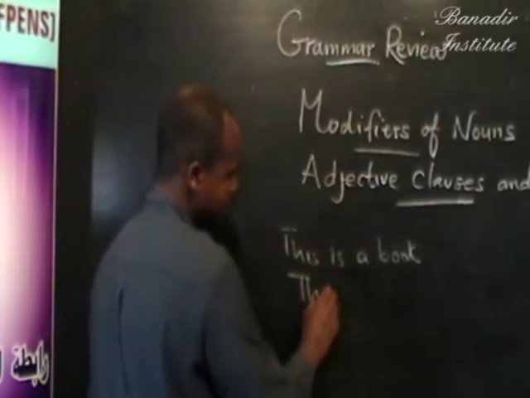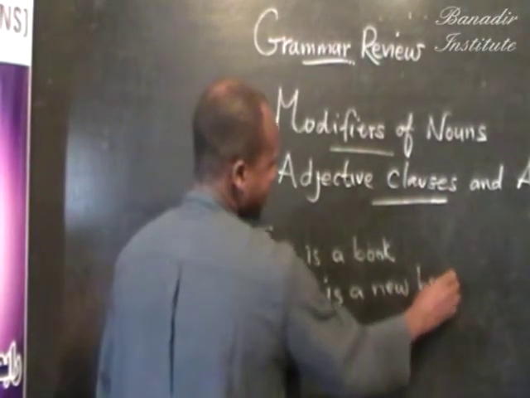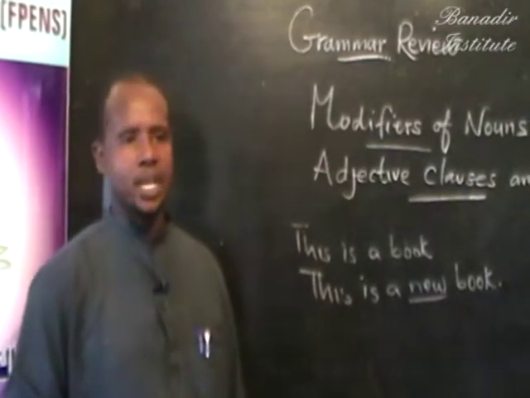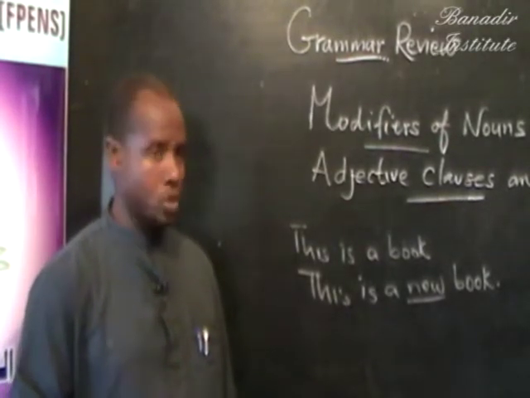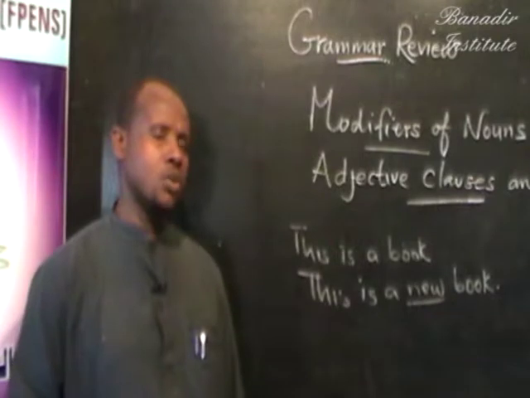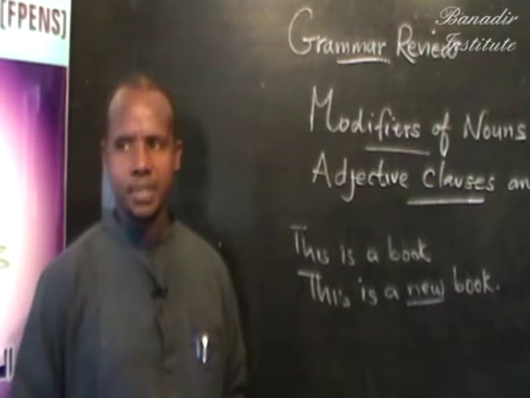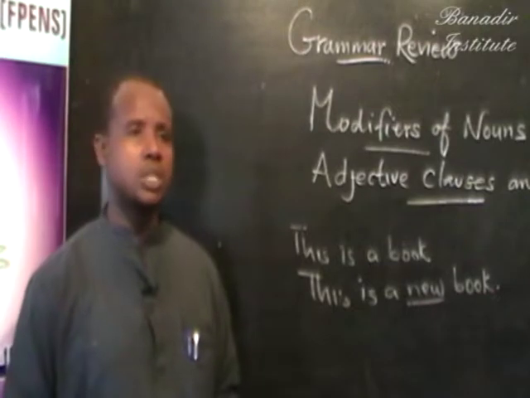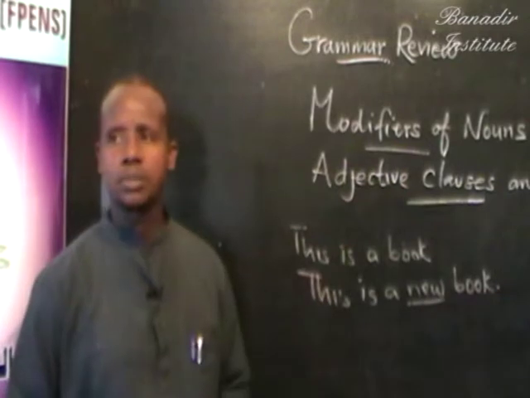Let me say, this is a new book. So the word new is a modifier. It modifies the noun book. Now I have identified that the quality of the book is new, not old. So new is a modifier; it tells us something about the quality of the word book, which is a noun. So, modifiers of nouns.